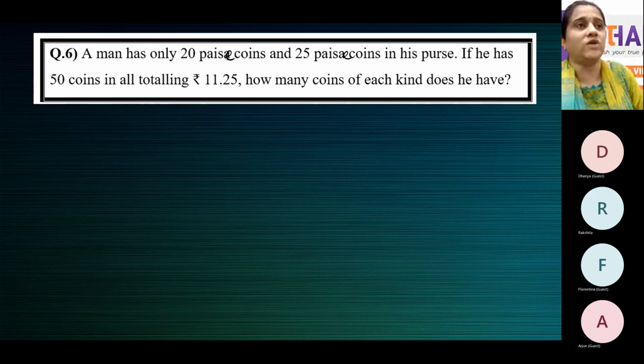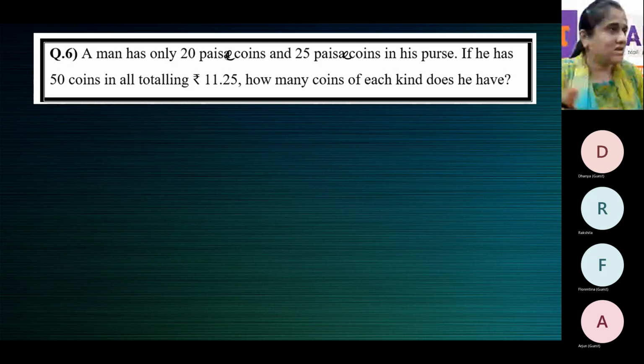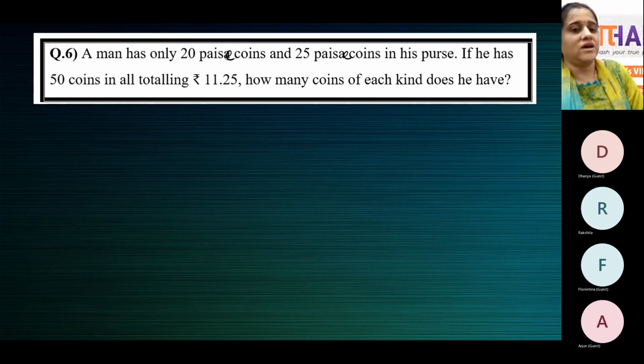If he has 50 coins in all, 50 coins in all meaning 1, 2, 3, 4, 5, when he counts the number of coins, see, there are two things. Value of the money is different from the number of coins. Number of coins is just counting, irrespective of the denomination. So he has 50 coins in all, totaling 11 rupees 25 paise. The value of all the coins is 11 rupees 25 paise. But the number of coins is 50 coins. How many coins of each kind does he have?